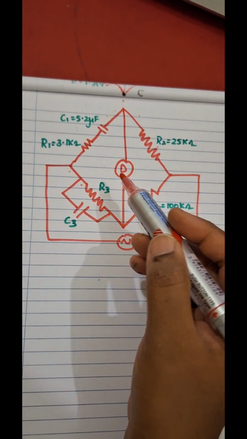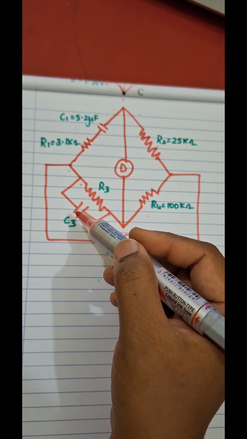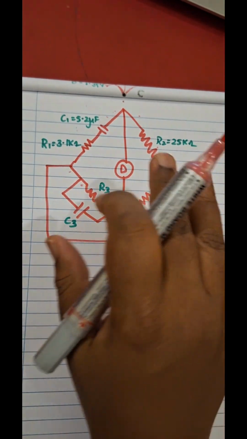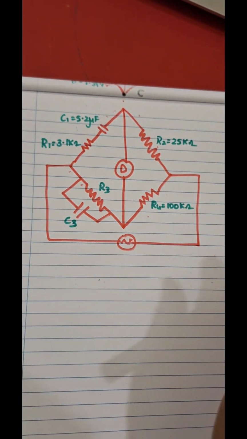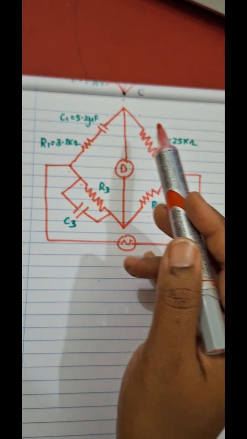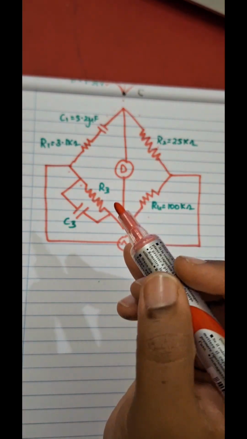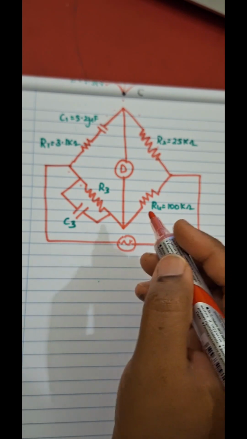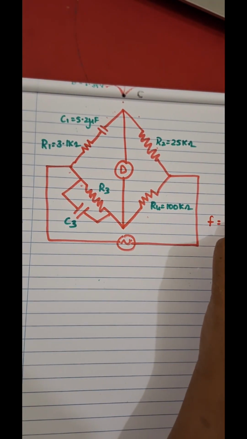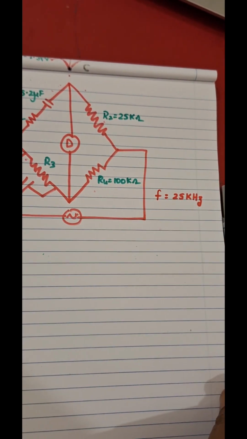Find the equivalent parallel resistance and capacitance that causes the Wein bridge to null with the following components. It means the other components should make the system balanced. Okay. So now they are saying R1 is 3.1K, C1 is 5.2, R2 is 25K, R4 is 100K, and the frequency f is equal to 25 kHz. Why is it given? You will understand slowly when we are solving the problem.